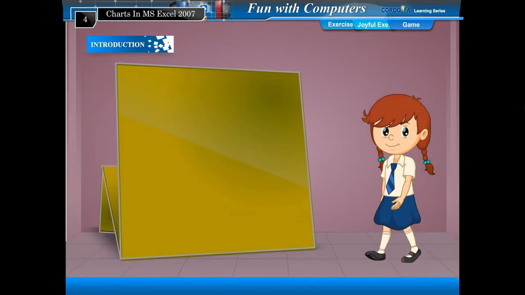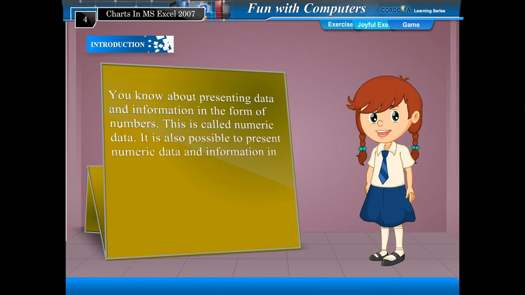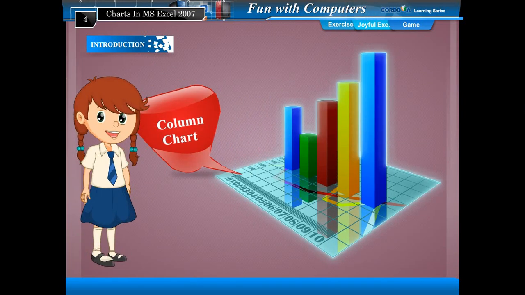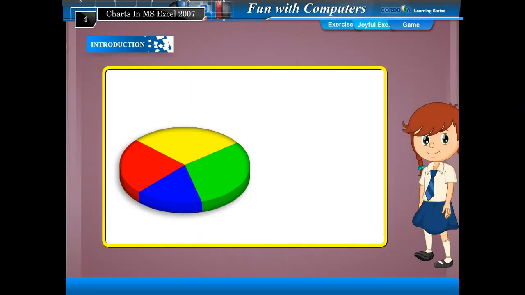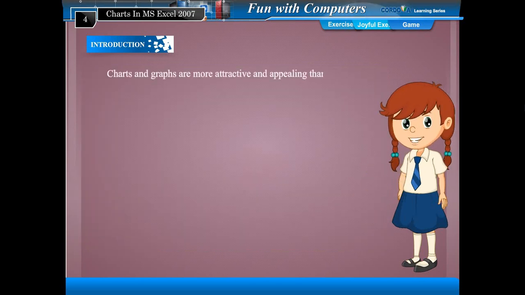Introduction. You know about presenting data and information in the form of numbers. This is called numeric data. It is also possible to present numeric data and information in pictorial form. A pictorial representation of numeric data is called a chart or graph. Column chart, bar chart, pie chart.